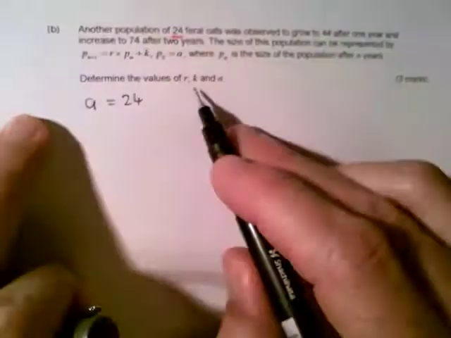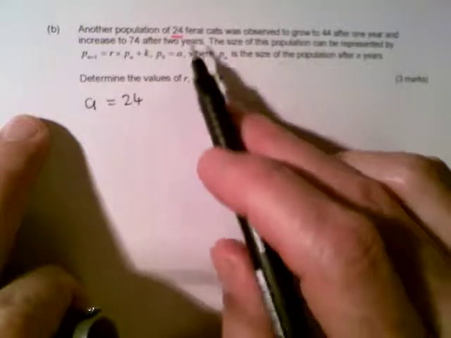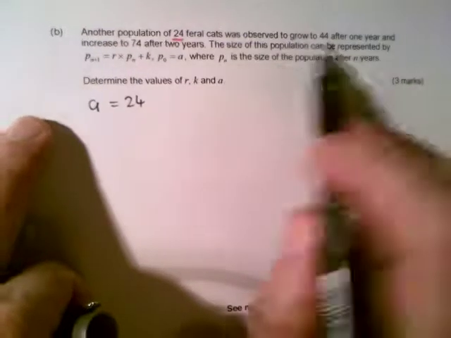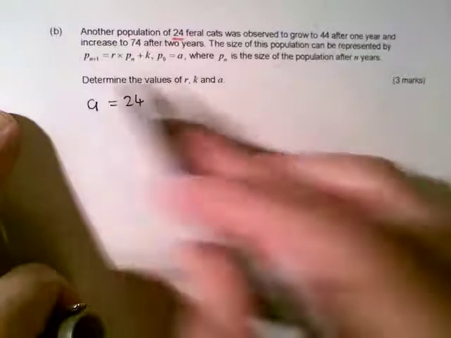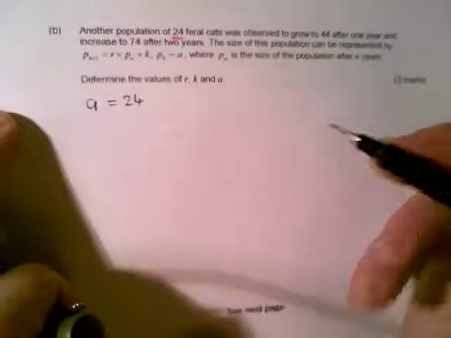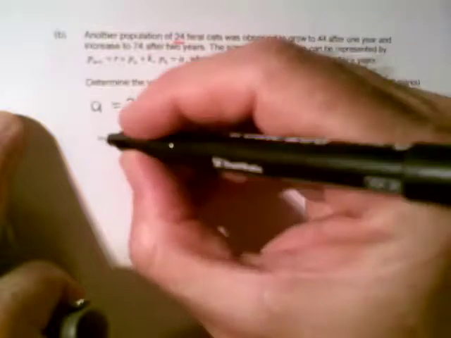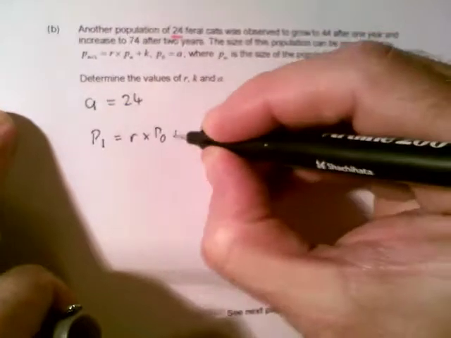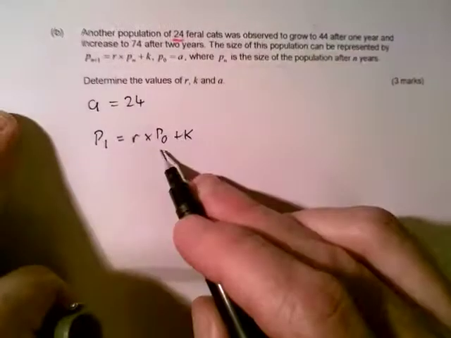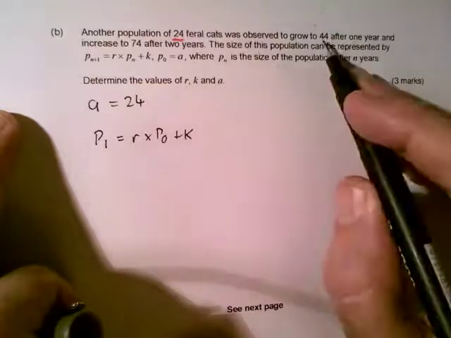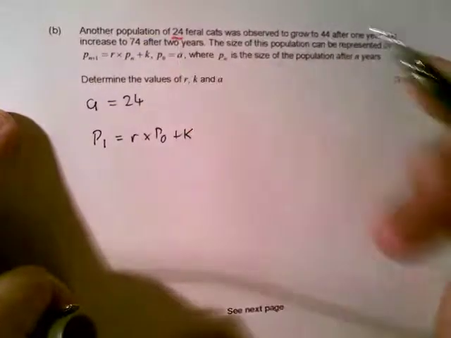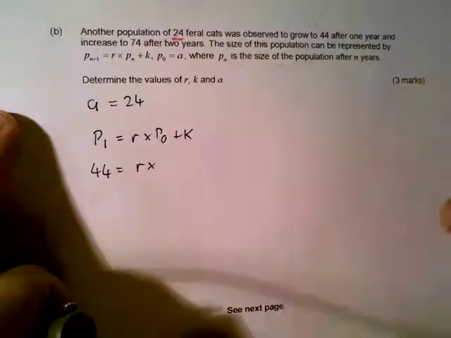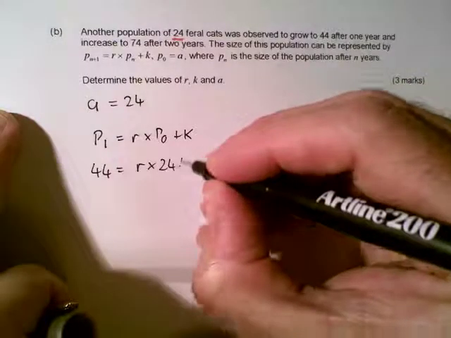Now to get the values of R and K, what we can do is just substitute the values we've got. So starting at 24 feral cats, growing to 44 feral cats, we can substitute those first two values into our recurrence relation here. And we can say that P1 will be equal to R times P0 plus K. Now we actually have the P1 and P0 values. The P1 value after 1 year is 44, the P0 value is 24, so we can sub those values in and get 44 is equal to R times P0, which is 24, plus K.